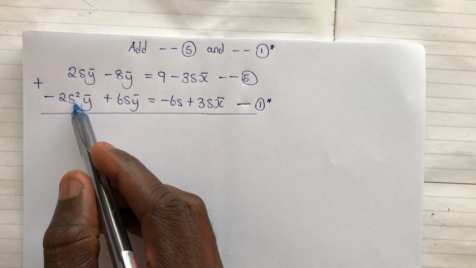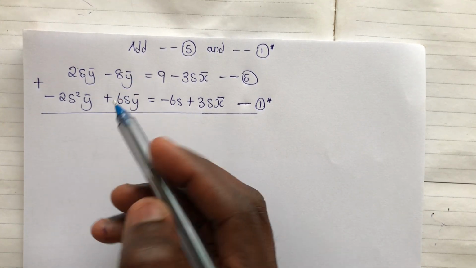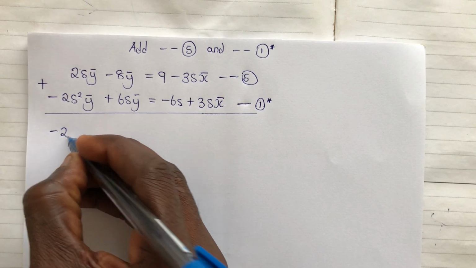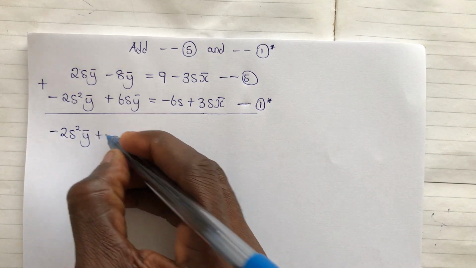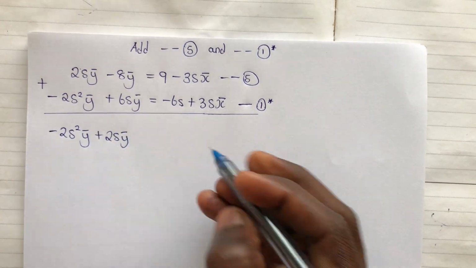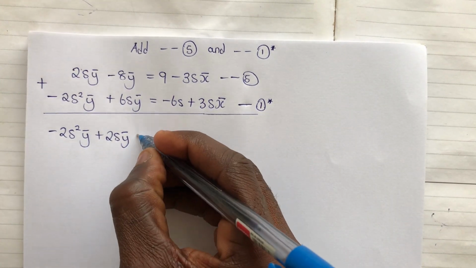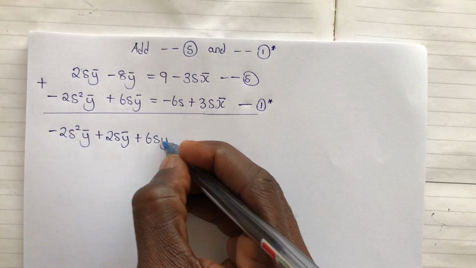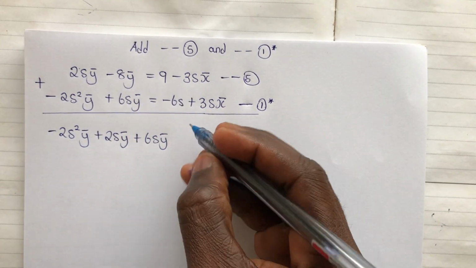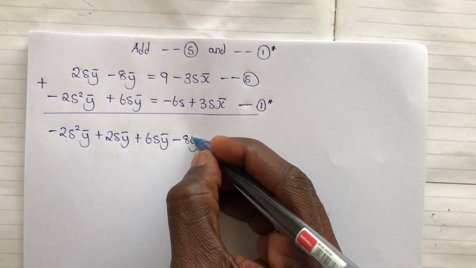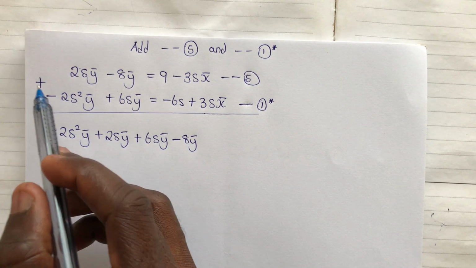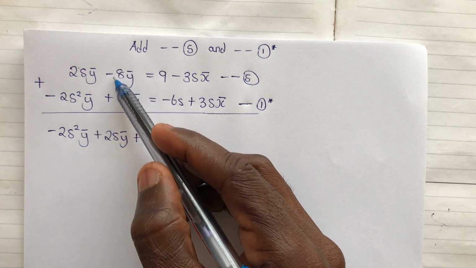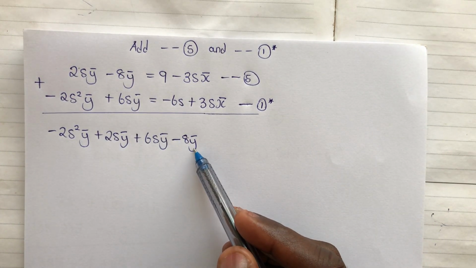So we start with the s square term. We don't have an s square term here, so we have minus 2s square y bar. Let me add it to this, plus 2s y bar. We move on to this one, plus 6s y bar. We add it to this one, minus 8y bar. Remember that this negative will overshadow this addition sign, so it is the same as plus into brackets minus 8y bar, which is still the same.